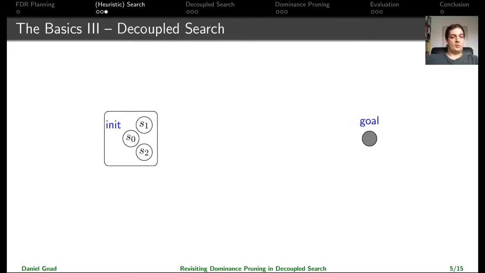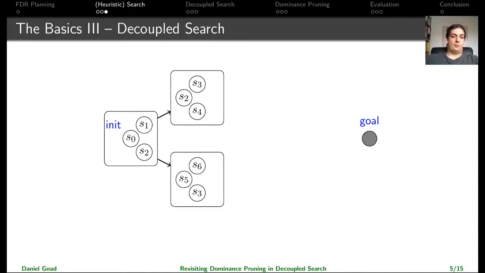In decoupled search, things become a bit more complicated, because here a search node doesn't correspond to a single state, but to a set of states. So here S1, S0, and S2. And transitions basically move from one set of states to another set of states, where these sets may overlap or not. If you do A* in decoupled search, then as before, you have basically costs attached to the edges, and additionally you also have prices in these reached states.